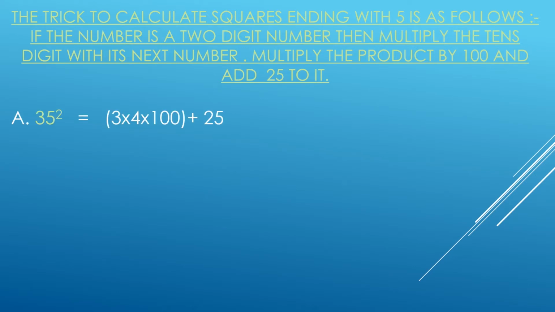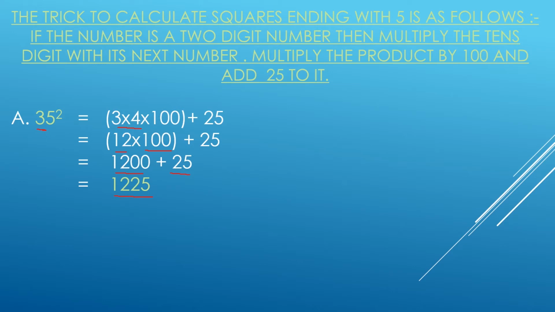35 square. Here the 10th digit is 3. So we multiply 3 into 4. We get 12. We multiply this by 100, which gives us 1200, and we add this to 25, which gives us 1225, and this is 35 square.